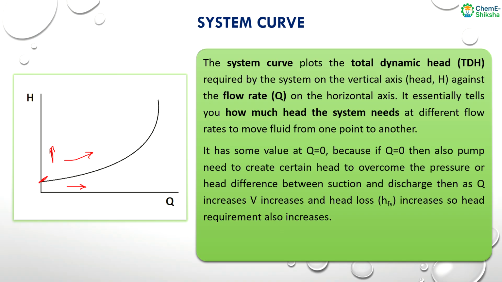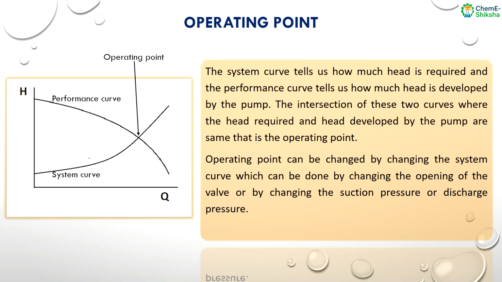So that is the difference between the performance curve and the system curve. I'm again telling, the performance curve tells us the head developed by the pump for different flow rates, and the system curve tells us the required head at different flow rates. Now at the point where the system curve and the performance curve intersect each other, that is the operating point. So this is the operating point where the performance curve and the system curve cut each other.